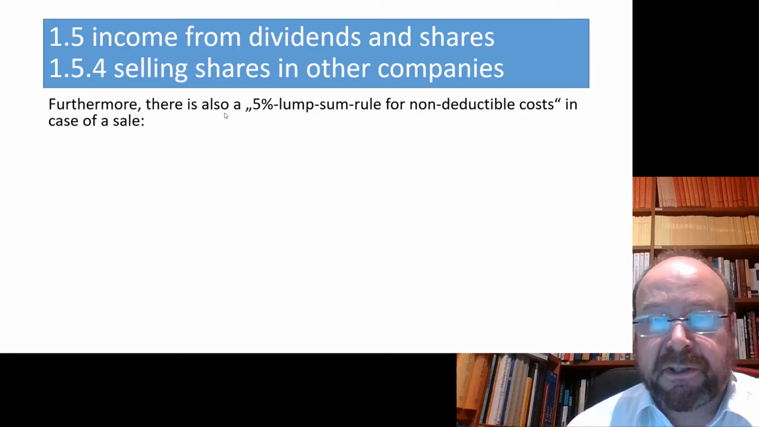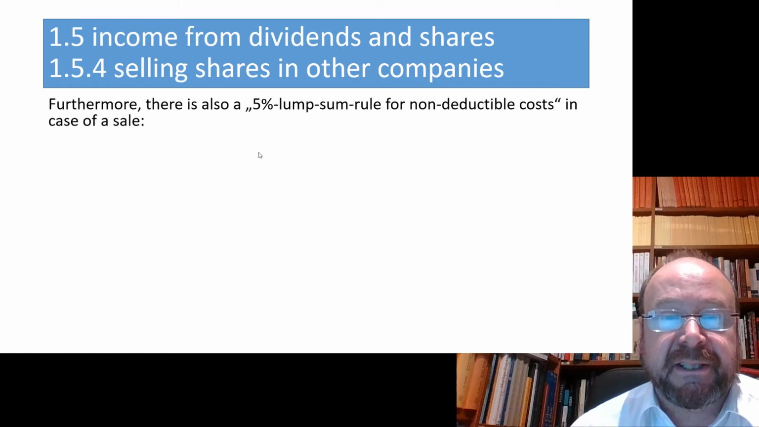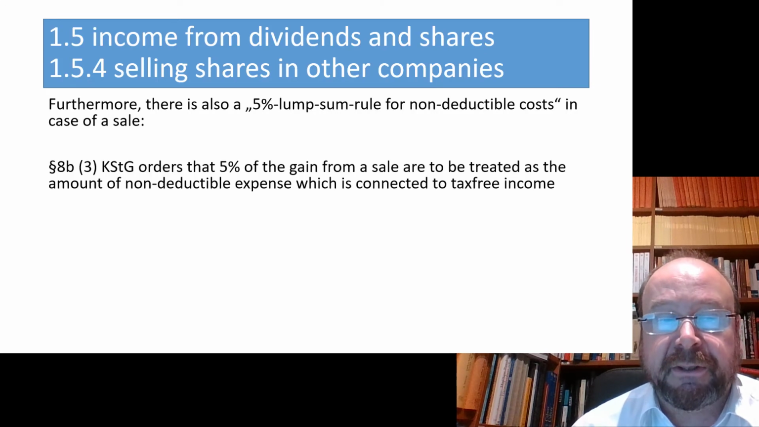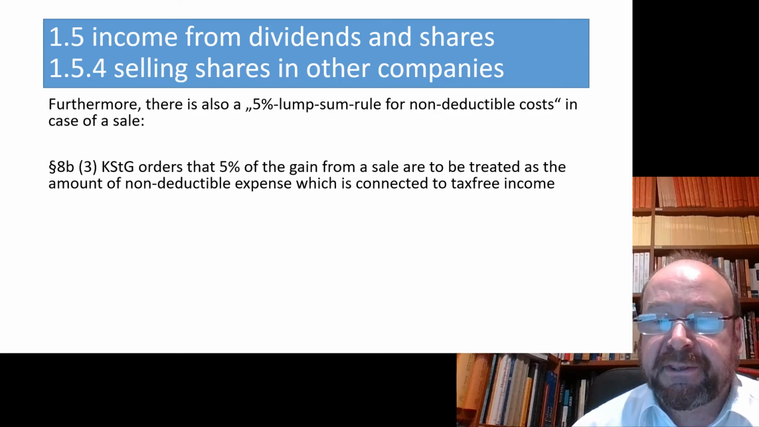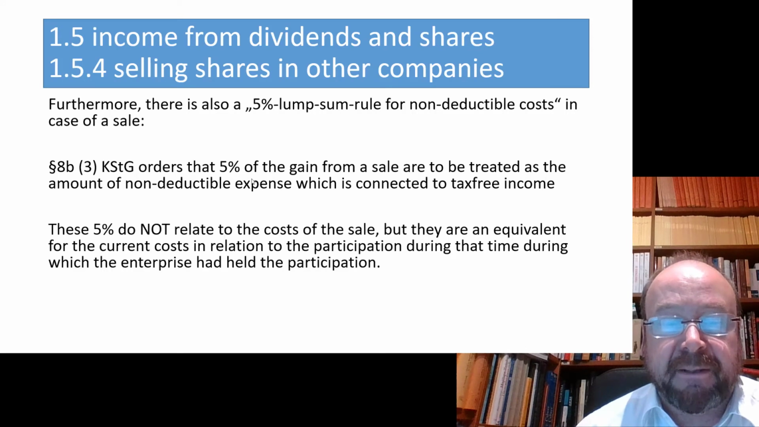In addition to what I just mentioned now, there is a far more general rule which always is in 8b3 and accompanies the cases of 8b2, so that a share is sold tax-free. That is also a 5% lump sum rule for non-deductible costs in connection with the share, because 8b3 orders that 5% of the gain made from a sale are to be treated as non-deductible expense, which is connected to tax-free income.